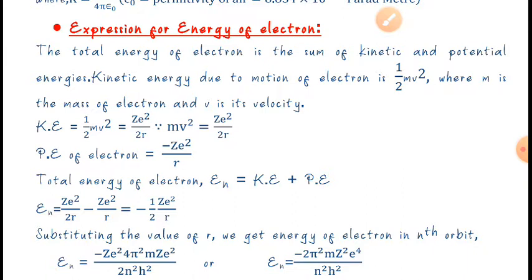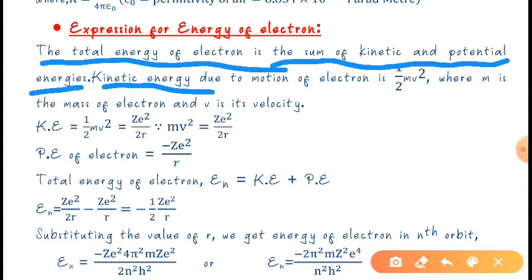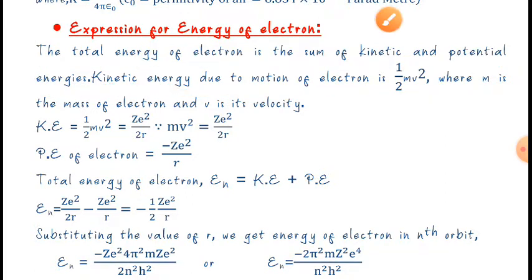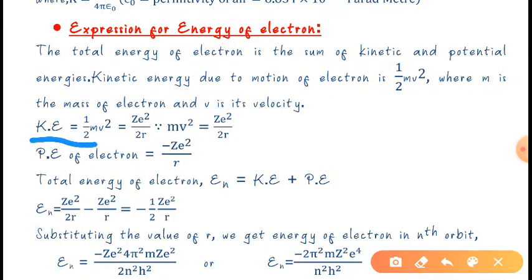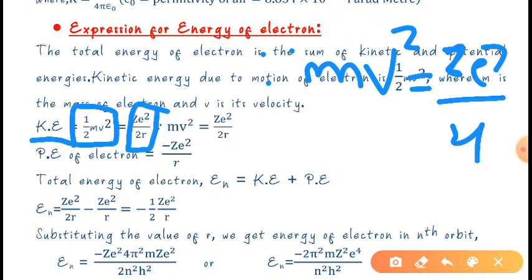So the total energy of the electron is the sum of kinetic energy and potential energy. We know that the kinetic energy due to the motion of the electron is half mv square, where m is the mass of the electron and v is the velocity. So kinetic energy is half mv square, which will be equal to Ze square by 2r, as we have learned. Since mv square is equal to Ze square by r.